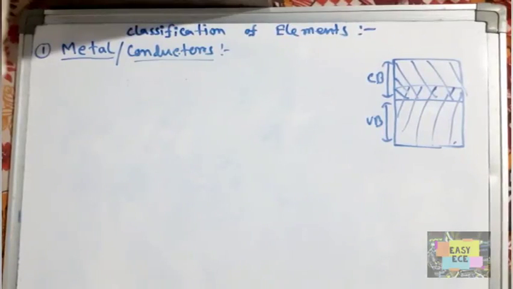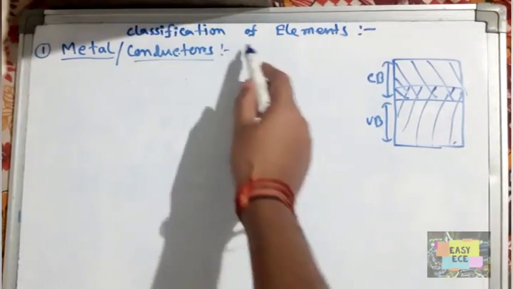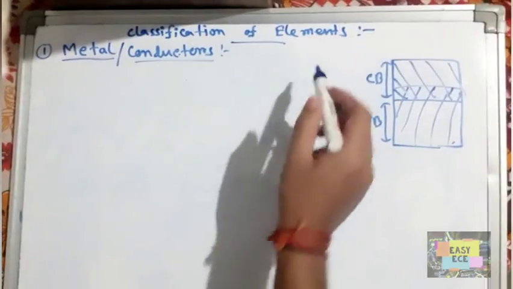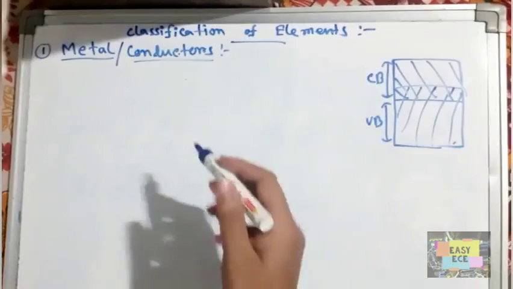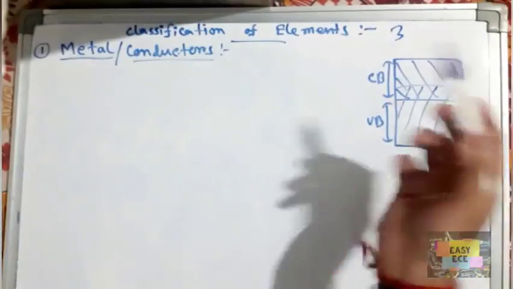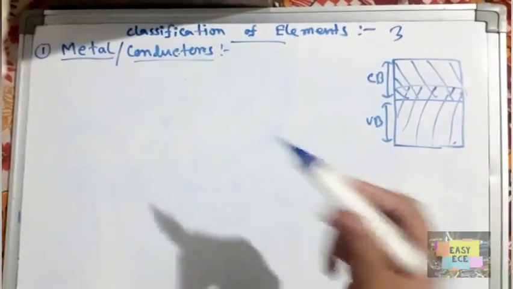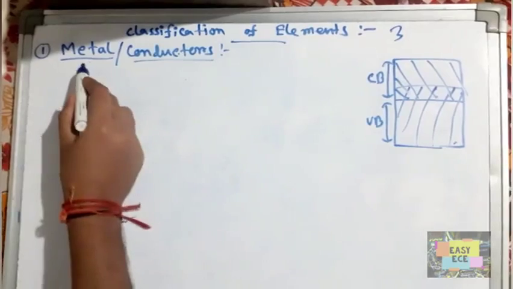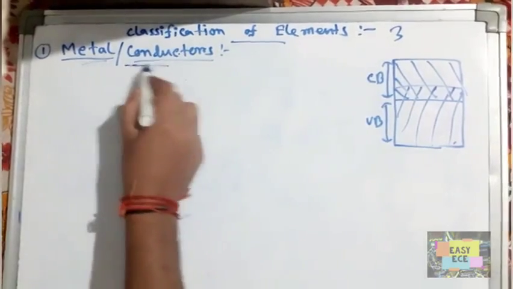So in this video we discuss the classification of elements. As we know from the previous video, there are three types: one is conductors, another one is insulator, and another one is semiconductor. Now first we discuss the metal or conductors.